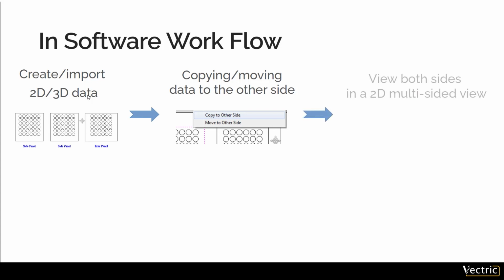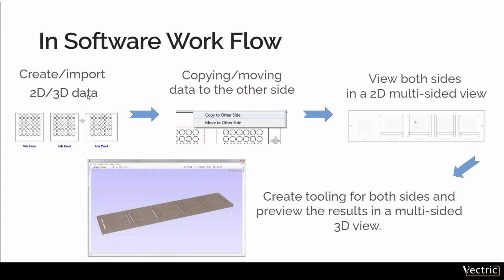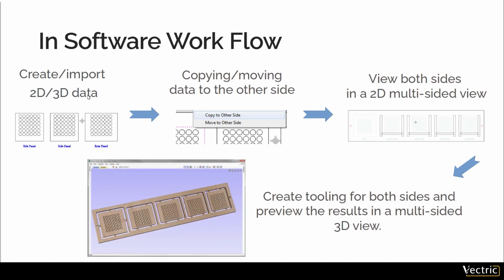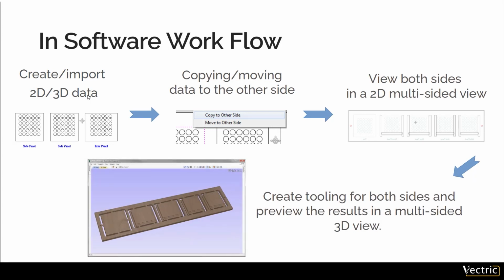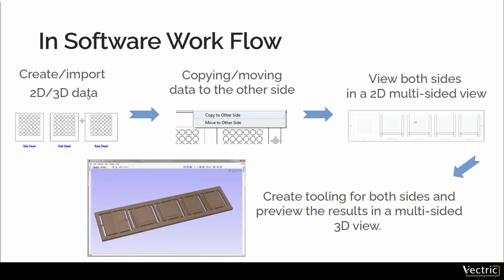Using the multi-sided view, you can proof your data positions in both the 2D and or the 3D view to help you visualize your two-sided part. Once you're happy with your design or layout, we can now create the tooling for both the top and the bottom sides. You can preview the tool paths in a multi-sided environment for accuracy. Once you're satisfied with your preview, you can save out the tool paths for both sides and then set up your part on your machine to run the top and the bottom set of tool paths.